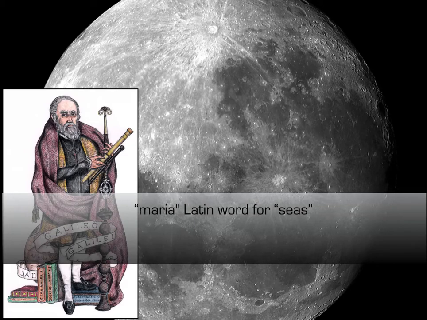So as he was looking at the Moon, he noticed the dark spots. As you look at this image, those dark spots, he thought, were basically bodies of water, seas. So he called those Maria. Maria is a Latin word for seas. Just think, the Spanish word for sea is mar. So Maria. Okay? And that covers about 15% of the Moon's surface.